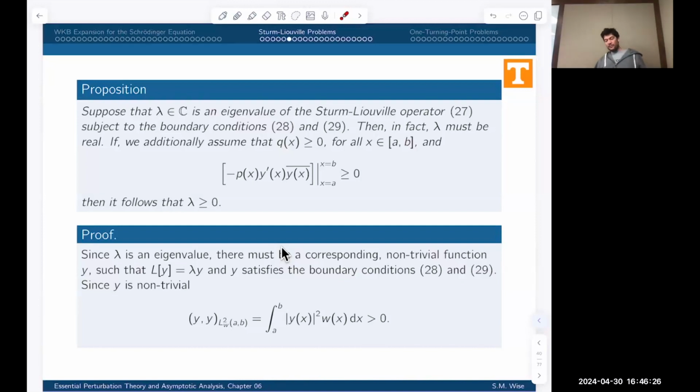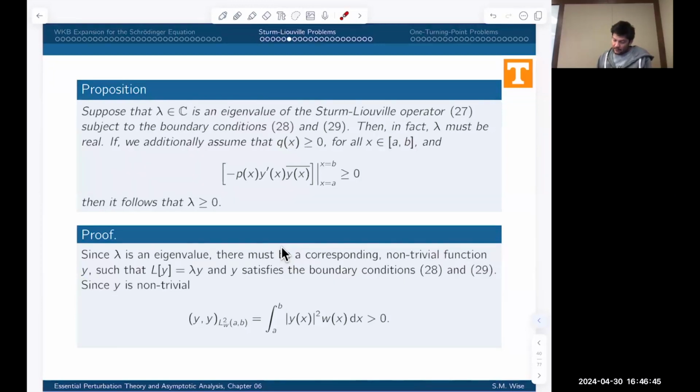All right, let's see how to prove this. Since lambda is an eigenvalue, there has to be a corresponding non-trivial function y associated to it. So y being non-trivial means that it's not equal to the 0 function.